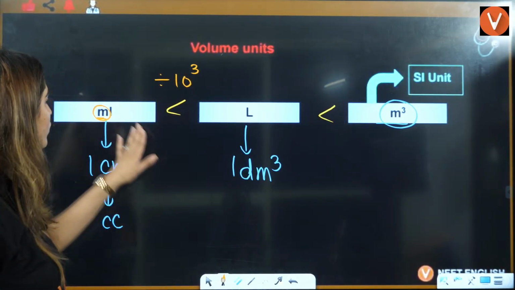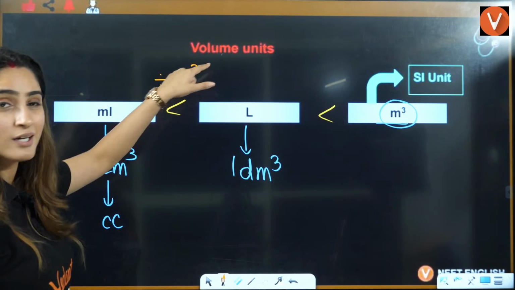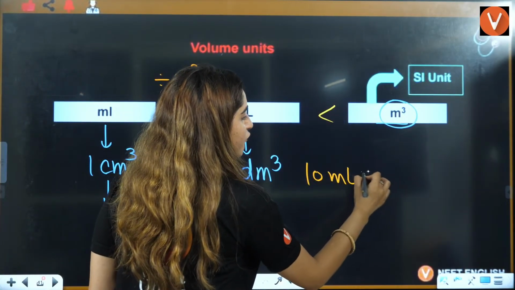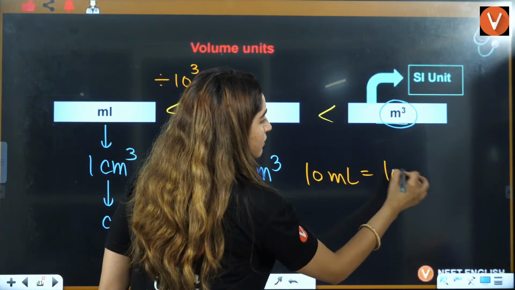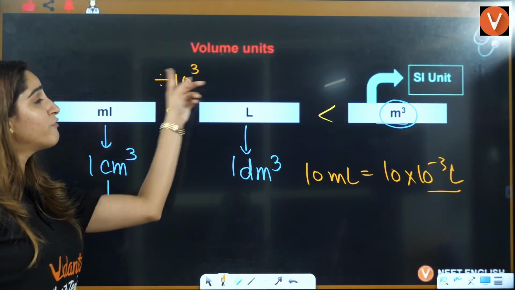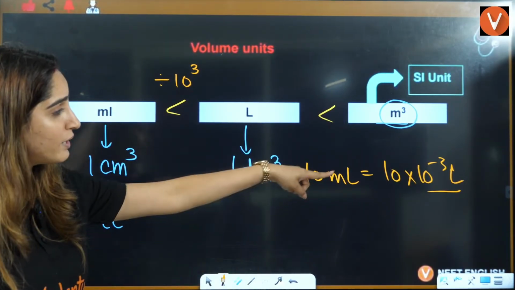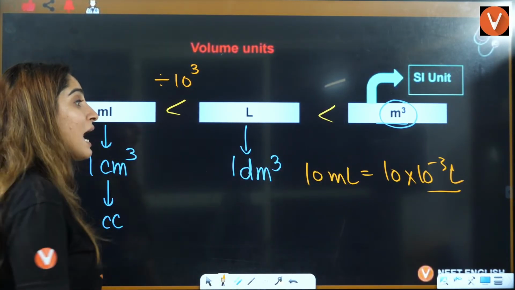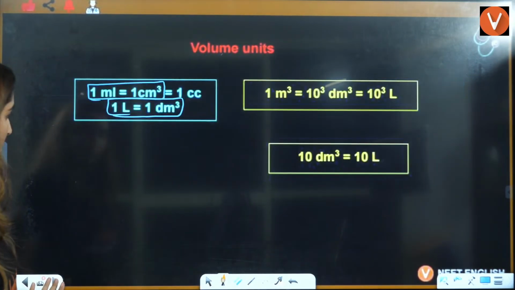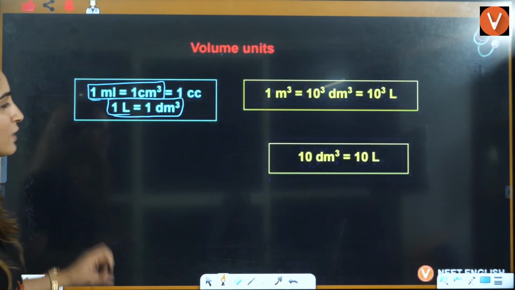So whenever you convert milliliter to liter, it is divided by 10 raised to 3. Let's say you have 10 milliliter and you have to convert it into liter. This will be 10 multiplied by 10 raised to minus 3 liter, because you have to divide it by 10 raised to 3, so that will be multiplied by 10 raised to minus 3. And that's how you will get your answer here. Let's do the other part as well, but for that, you should understand one thing.